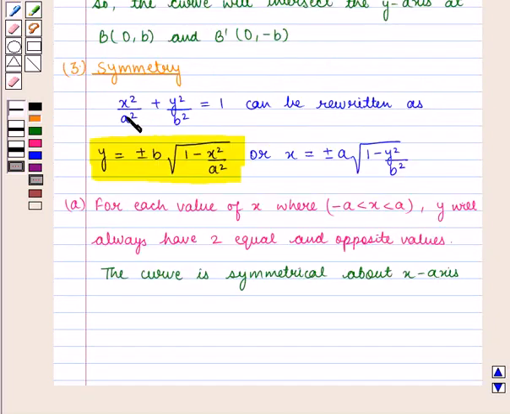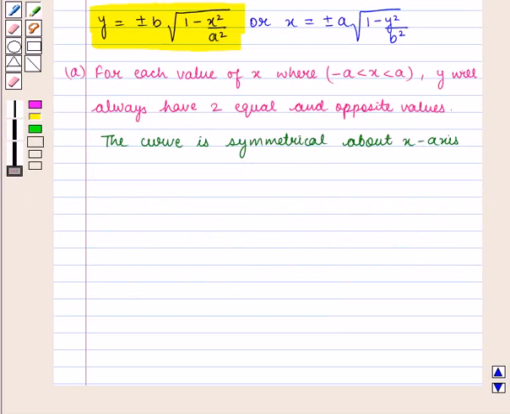Also, if we change the value of y into minus y in the equation x square by a square plus y square by b square is equal to 1, then the equation remains unchanged, as the square of a negative and a positive number are the same. Therefore, we can conclude that the curve is symmetrical about x-axis.